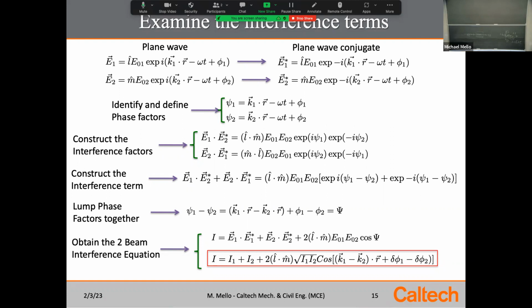So the only reason this is going to beat is because somehow these two are changing in time, and these are associated with the paths that those beams have traveled. If one of those beams is traveling longer and shorter distances because the surface it's bouncing off of is changing, then that's why the argument of this cosine is going to start varying. And that's why we're going to have this time varying signal on the oscilloscope screen. Question?